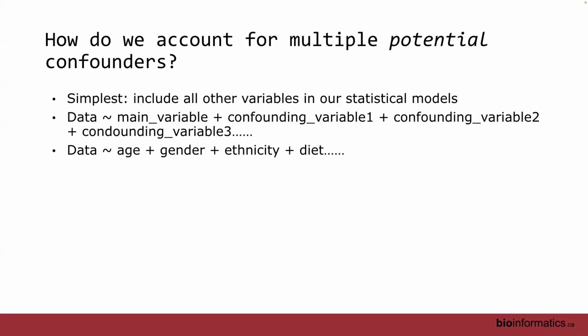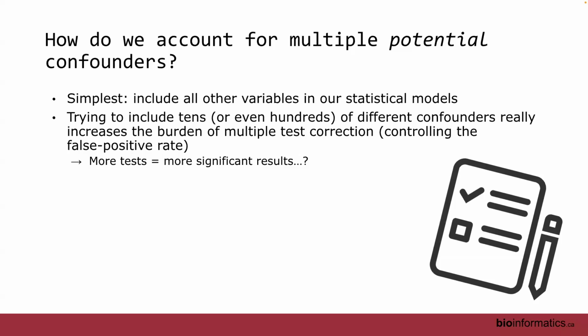And so for this example that I've given, this is going to look like including your data, looking at age, looking at gender, looking at ethnicity, looking at diet, and so on. But this can be problematic because trying to include tens or even hundreds of different confounders really increases the burden of multiple test correction that we're trying to do. And so that's what we're aiming to do to control the false positive rate here.